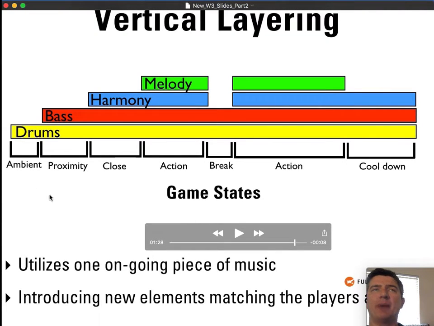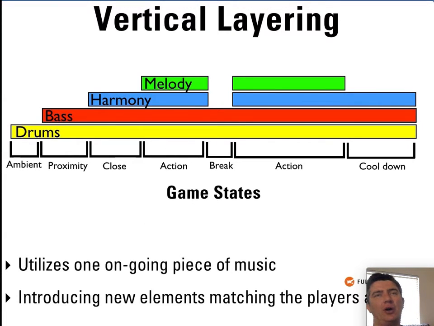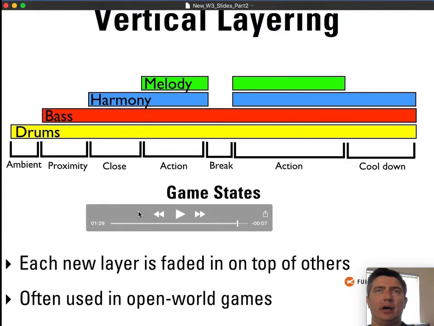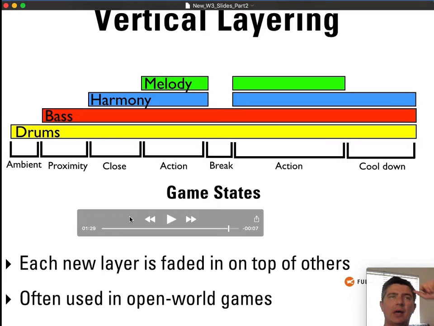These are game states at the bottom: ambient, proximity, close, action, break, action, cooldown. You can see different layers come in and out and play together and separately at different times. So ultimately, just like a multi-track session, it's one ongoing piece of music with multiple individual layers or stems that can play back together in any combination to create the final version of it. Each new layer is faded in on top of the others, often used in open world games.